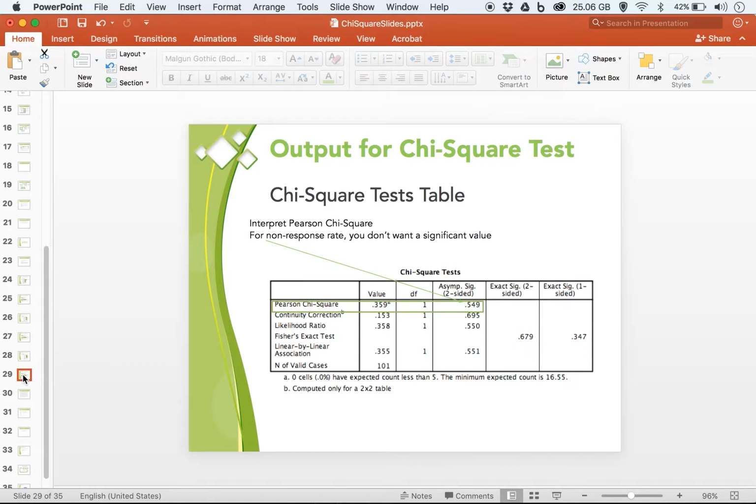We look at our chi-square. We see that it is 0.549, which is greater than 0.05, so it's non-significant. That's important. Now we've got to write our results.